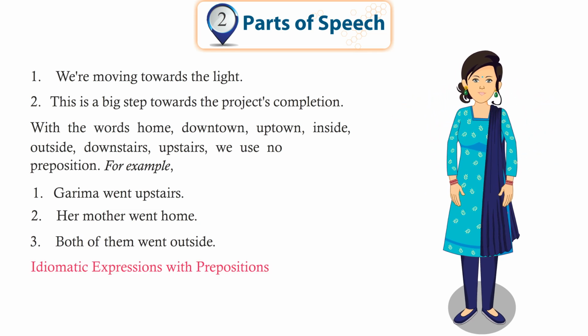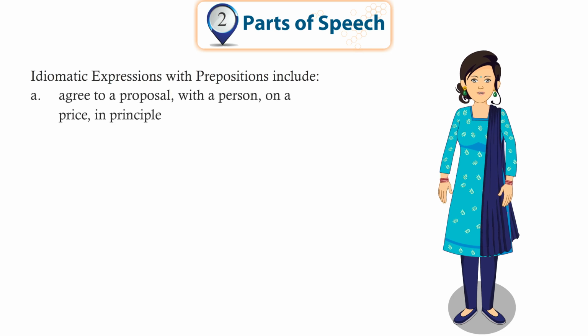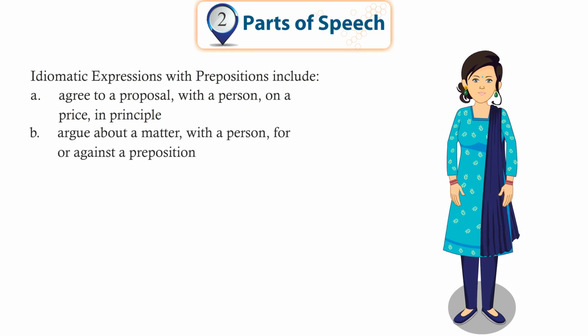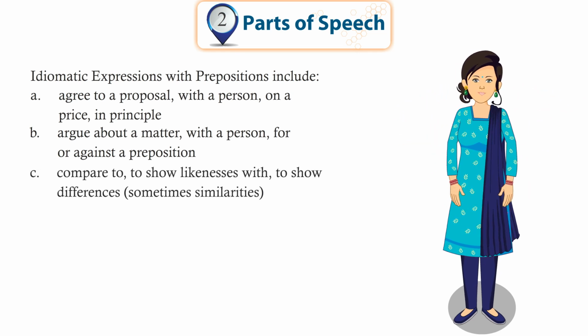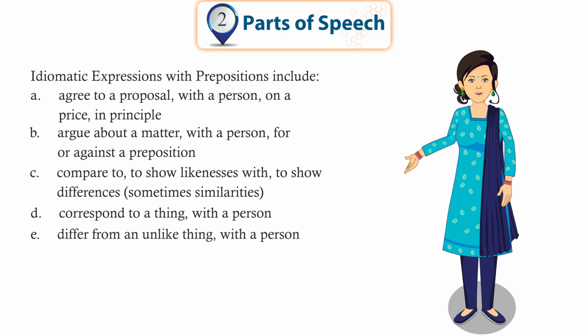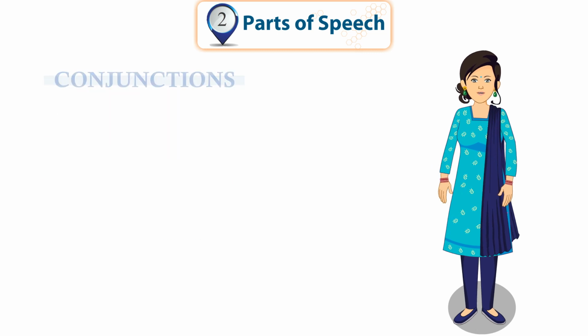Idiomatic expressions with prepositions include: agree to a proposal, with a person, on a price, in principle. Argue about a matter, with a person, for or against a proposition. Compare to show likenesses, with to show differences, sometimes similarities. Correspond to a thing, with a person. Differ from an unlike thing, with a person. Live at an address, in a house or city, on a street, with other persons.